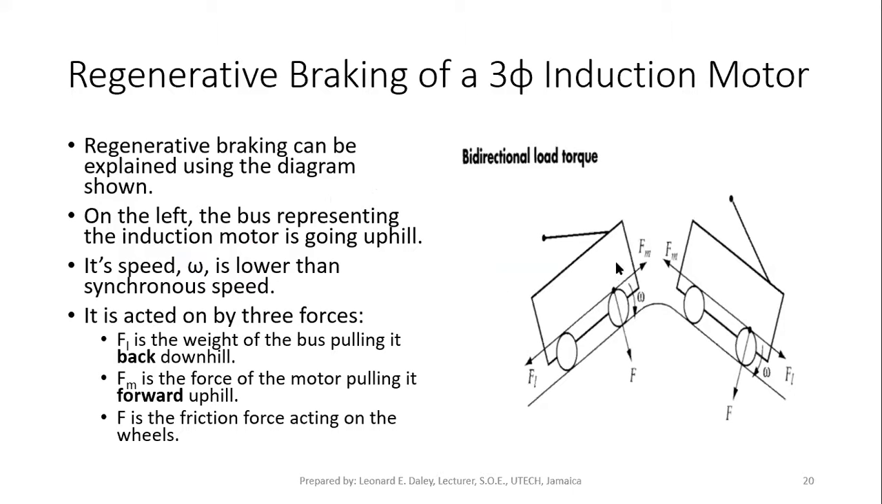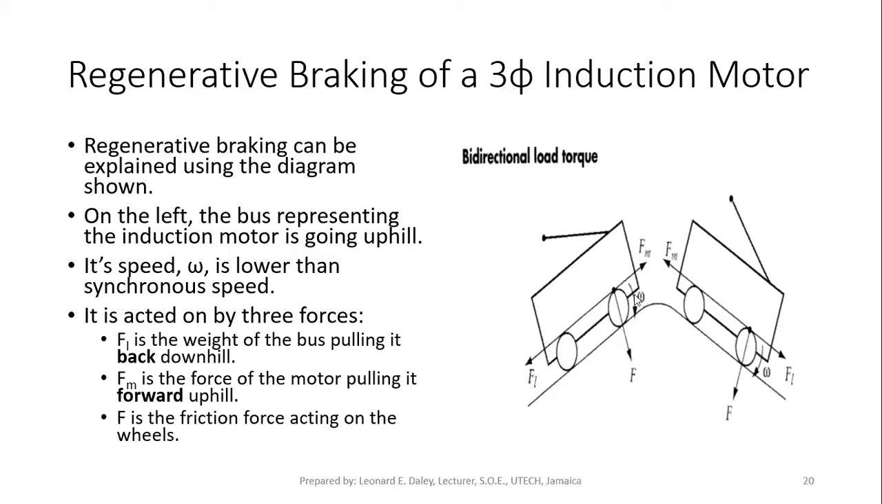So, on the left, you see a bus going uphill. Friction is operating on the wheels of the bus, so that is represented by F here. The weight of the bus is pulling the bus back down the hill, so that's FL. And the motor is pushing the bus up the hill, right? So that's FM. And that is explained here, right?